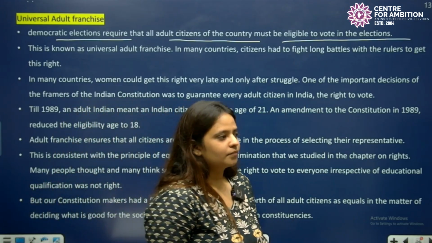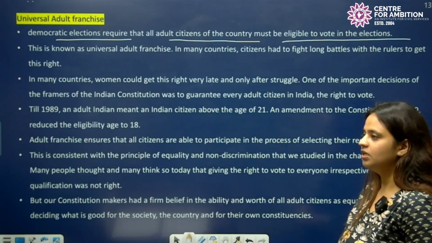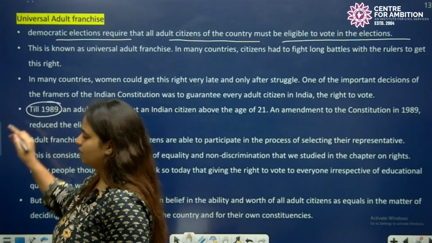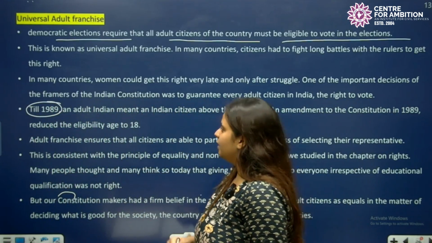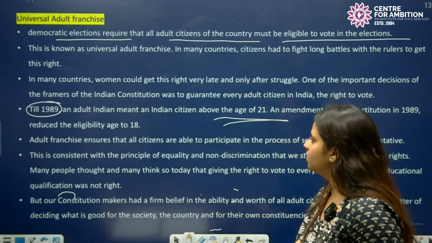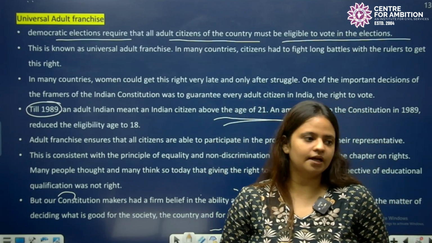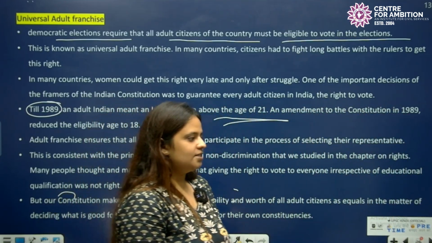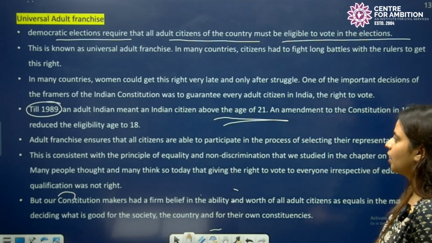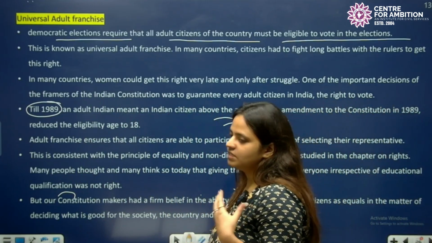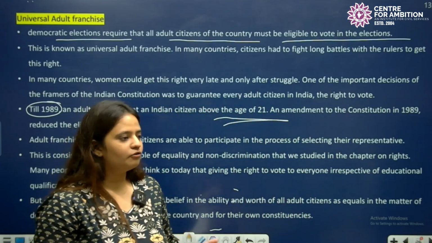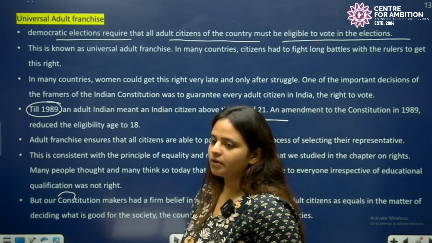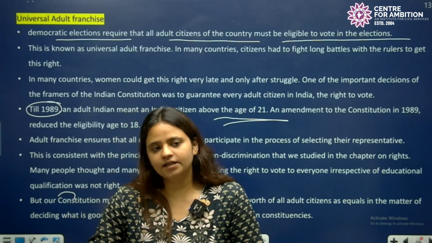So what is the age of universal adult suffrage in India now? It is 18, but till 1989 we had 21 as the age of an adult Indian citizen. It meant that if a citizen had turned 21, then only he or she was eligible to vote in the elections. Citizens had to fight a lot of battles in other countries, and women had to fight a lot against the government and the system to get the right to vote.